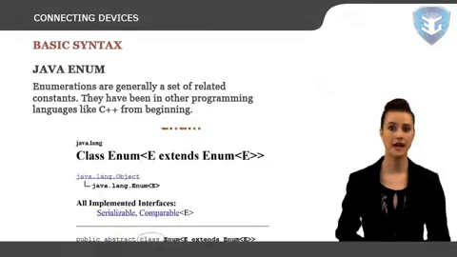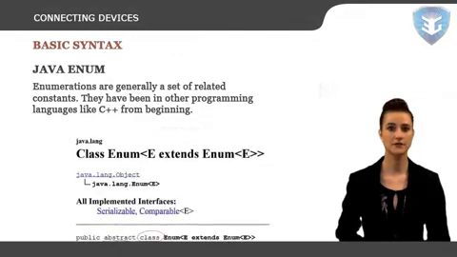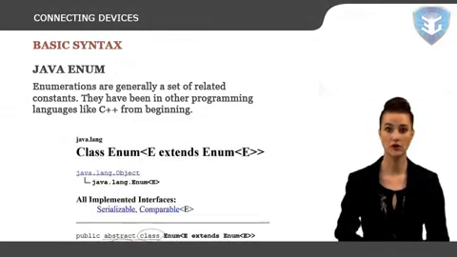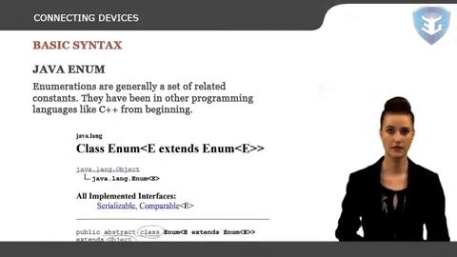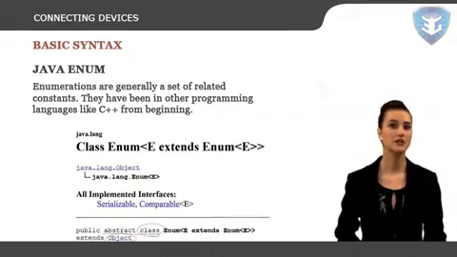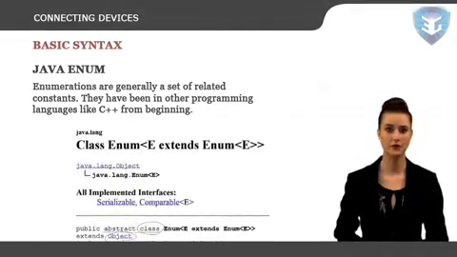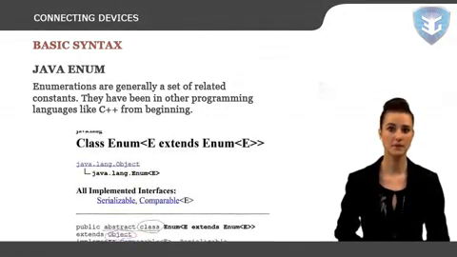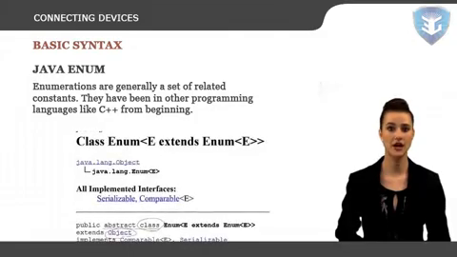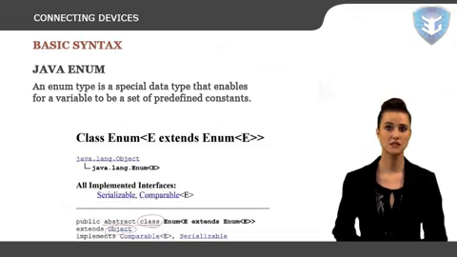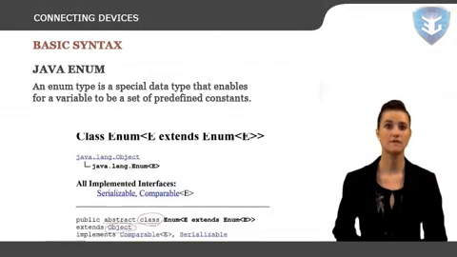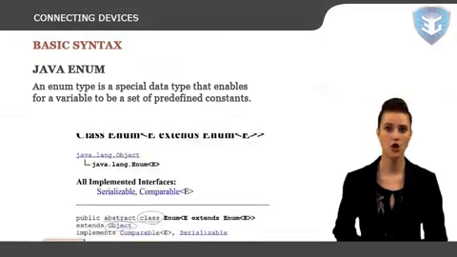After JDK 1.4, Java designers decided to support it in Java also, and it was officially released in the JDK 1.5 release. Enumeration in Java is supported by the keyword enum. Enums are a special type of class that always extends java.lang.Enum. An enum type is a special data type that enables a variable to be a set of predefined constants.